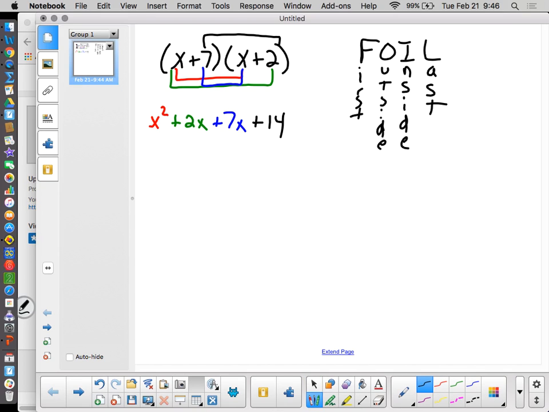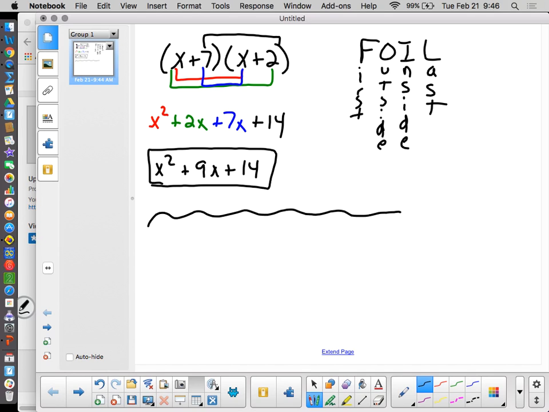And then we just combine like terms. The x squared does not combine. The 2x and the 7x becomes a 9x. And the 14 does not combine. And that's how we get our quadratic polynomial. That's our solution. Okay? So that's FOIL. Let's do another example of that.